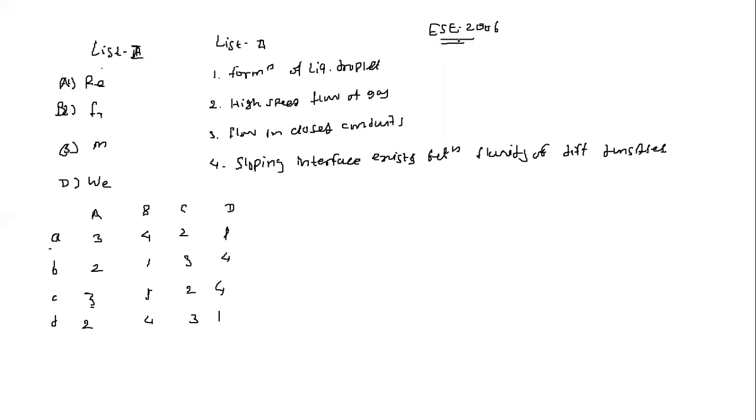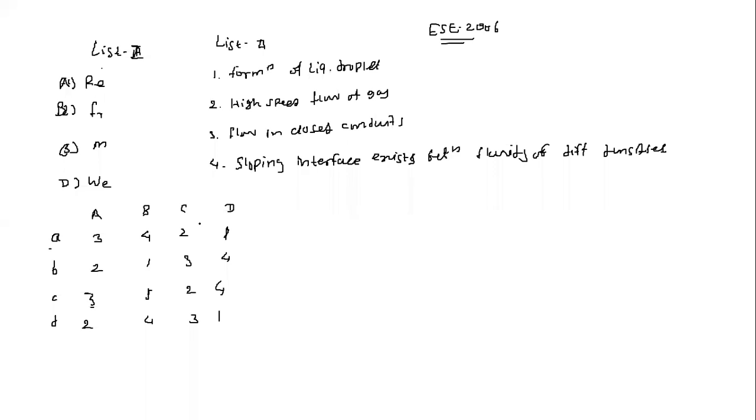They have given us list 1 and list 2. In list 1, they have given the non-dimensional numbers: Reynolds number, Froude number, Mach number, and Weber's number. And in list 2, they have given us the options: first one, formation of liquid droplet; second option, high speed flow of a gas; third option is flow in closed conduits; and fourth option is a sloping interface exists between the fluids of different densities. And what they asked: match list 1 with list 2 and select the correct answer using the codes given below in the lists. So options are A, B, C, D, and we have to select the correct option.